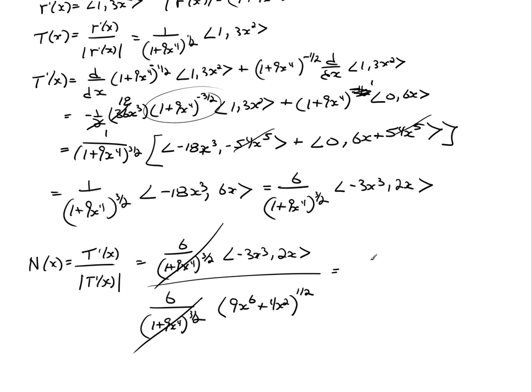I'm going to rewrite it one more time. Negative 3x cubed, 2x, over (9x to the 6th plus 4x squared) to the 1/2.